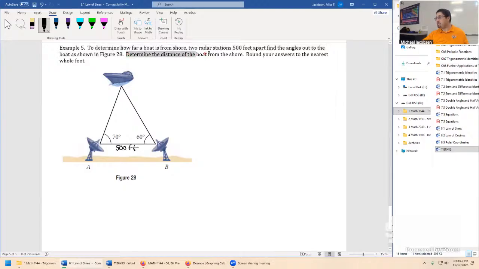We want to determine the distance from the boat to the shore. So that'd be a perpendicular line coming down, heading here. And it turns out we can find this distance in a pretty fast way. We'll use law of cosines and then Pythagorean's theorem to make it happen.